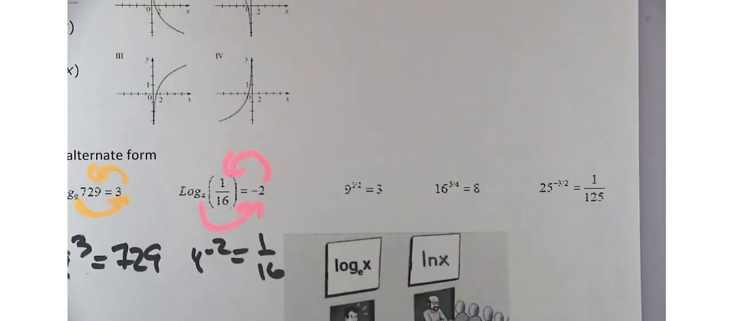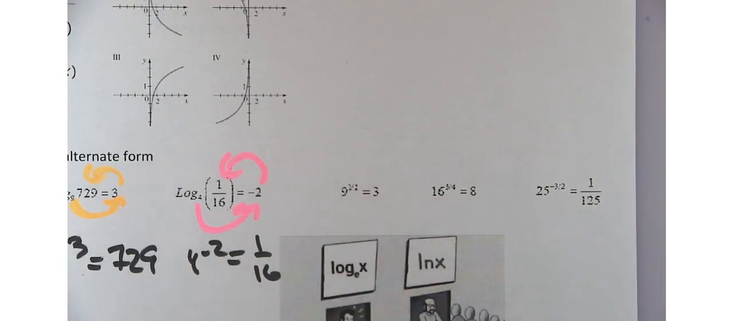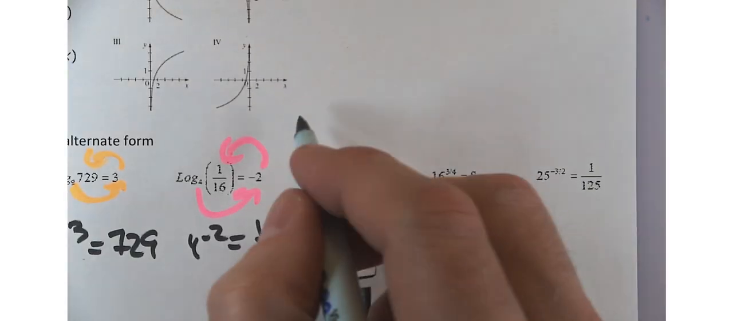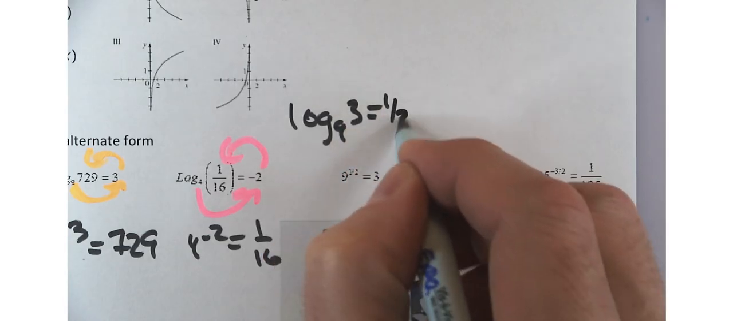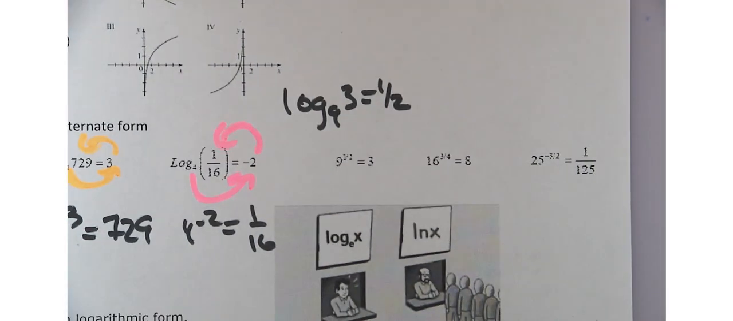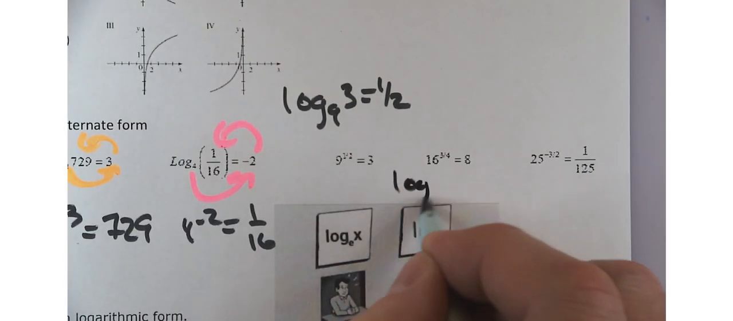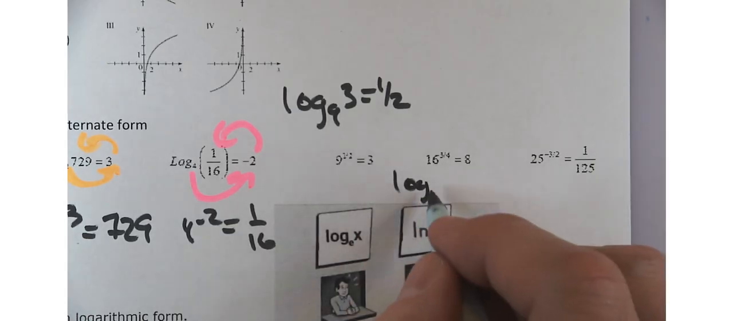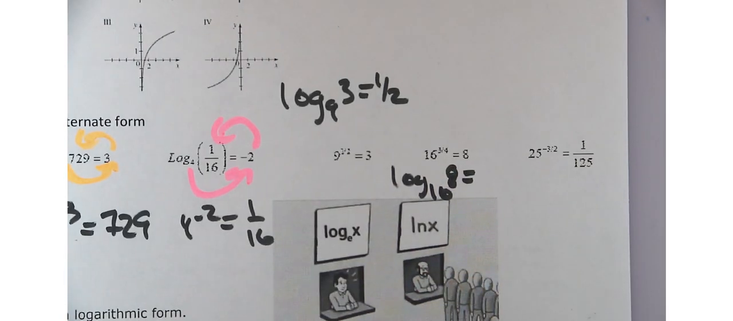These are a little bit harder. Dylan, maybe start us off. Log base 9 equals, nice. Log base 9 of 3 is 1/2. And then the one after that's going to be log base 16 of 8 equals 3/4.